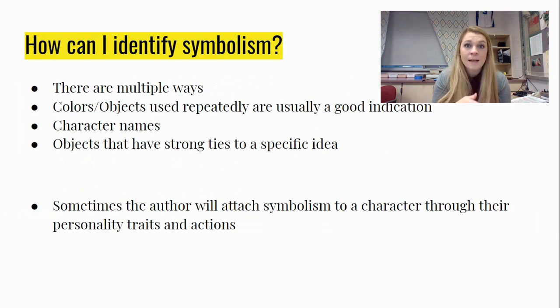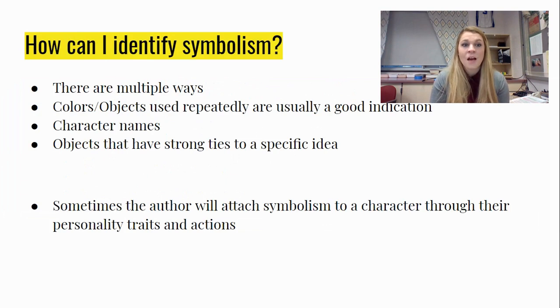So if the color red is repeated a lot in a text, you could think to yourself, okay, what does this mean? If the color red always appears whenever there's violence going on, then you can attach the color red to violence. That's what the color symbolizes. Also objects. So in the lottery, that black box always came up. It was like, I think, on every single page of the story. So since it kept on being repeated and the author obviously drew attention to it, we can assume that it is going to be some kind of symbol.